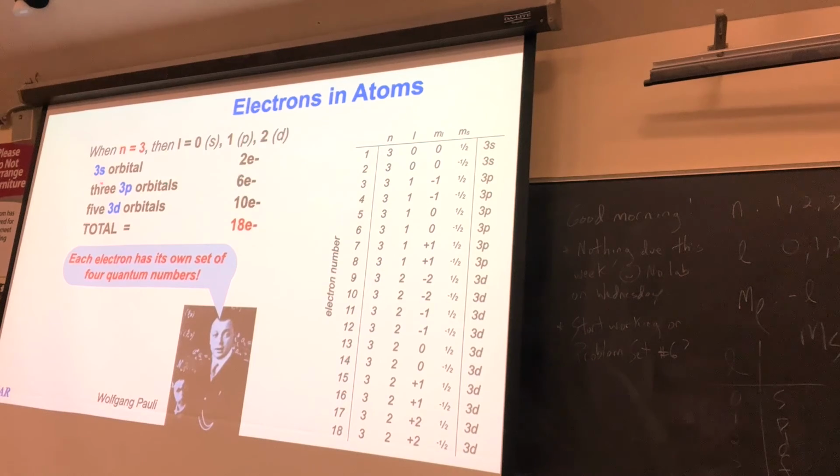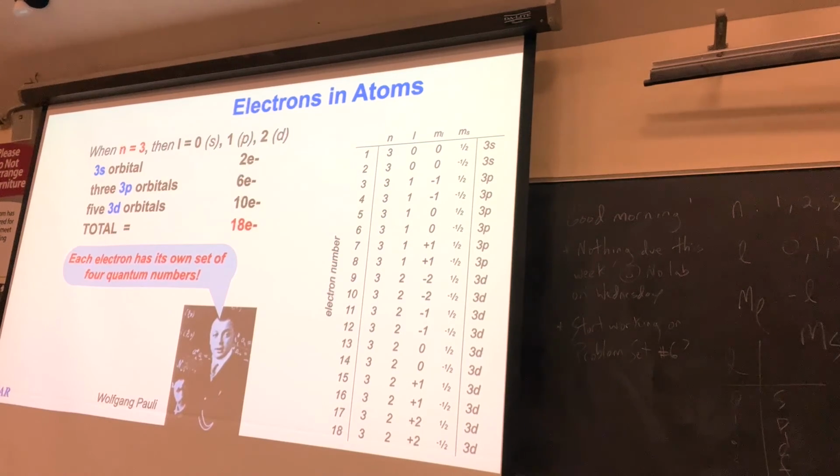Notice here how the s orbital holds 2 electrons. The p's have 1, 2, 3, 4, 5, 6 electrons inside them. Notice the patterns: 2 plus 4 is 6, 6 plus 4, 10 electrons in the d. So the total number of electrons in the n equals 3 shell is 18, 10 plus 6 plus 2.